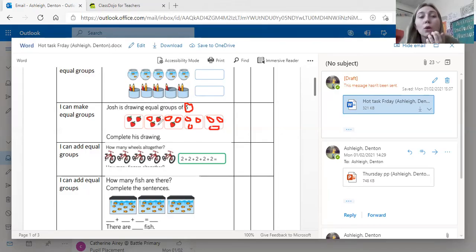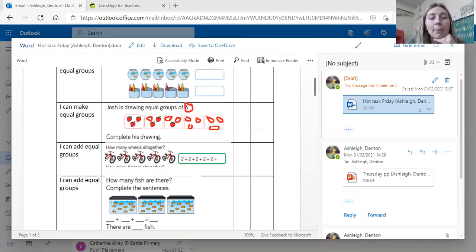Now, if I look back across all of my groups, they should all have 3 strawberries in. So let's count them together. 1, 2, 3. 1, 2, 3. 1, 2, 3. 1, 2, 3. 1, 2, 3. Brilliant. Now we've helped Josh and all of his groups are equal.